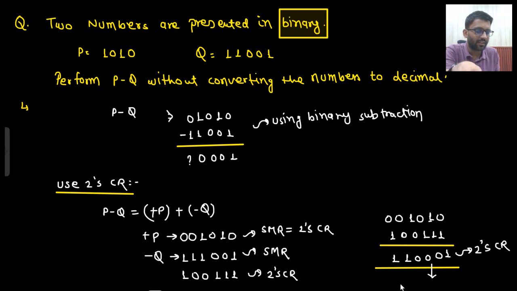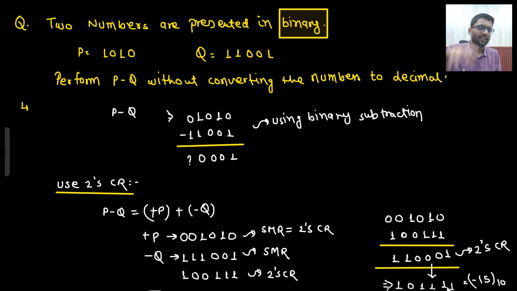Now if you need sign magnitude representation, then what you will do? Keep the sign as it is, and again take the 2's complement. So this is 1, this is 1, this is 1, and 1 0. So what is the answer we are getting? Minus 15. So without converting it to decimal, I have got the answer, that is minus 15.